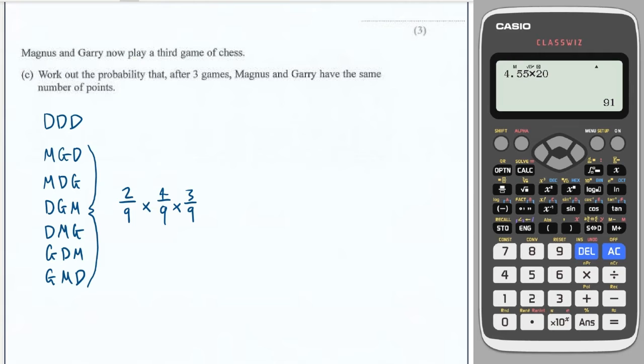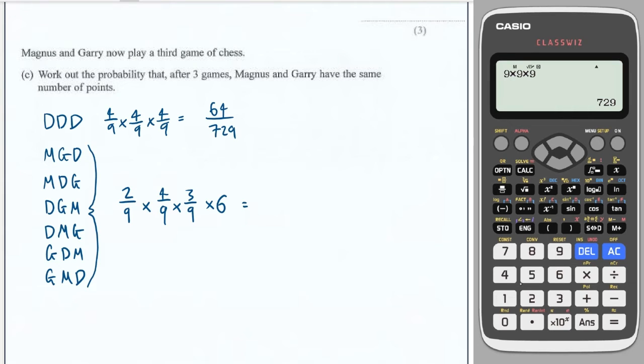But there are 6 of them, so I have to times it through by 6 to get the probability of all 6 of them, essentially. Now a draw is 4 over 9 times 4 over 9. So these are the only ways that we can happen. So first off, let's do 4 times 4 times 4. That's 64. And 9 times 9 times 9 is 729.